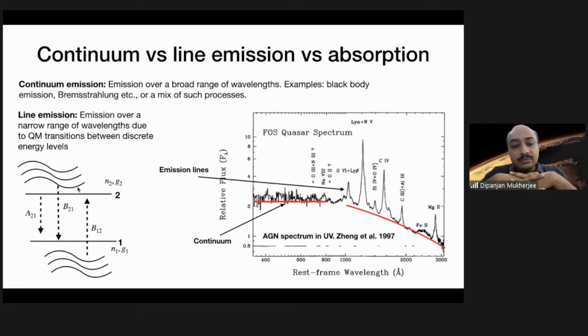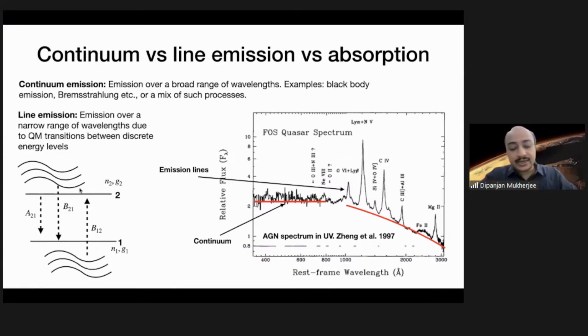But what is important about this continuum emission is how, when we observe a spectrum from an astrophysical source, that spectrum looks. For example, this is a typical spectrum of an active galactic nucleus, and the paper that I've taken it from is Zheng 97. Again, nothing special about the spectrum. I just wanted to demonstrate how the AGN spectrum looks like.